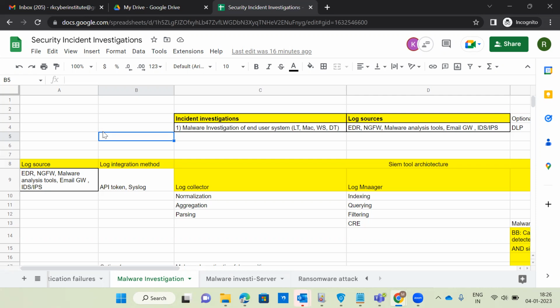So version control we have to provide. We have to review with our SOC manager or L3 team. Then finally we have to give the presentation to the client or customer. So this is what we have to do for malware investigation on the end user. That's what we discussed yesterday. I already gave one assignment also: if a server gets compromised, what exactly will you do?